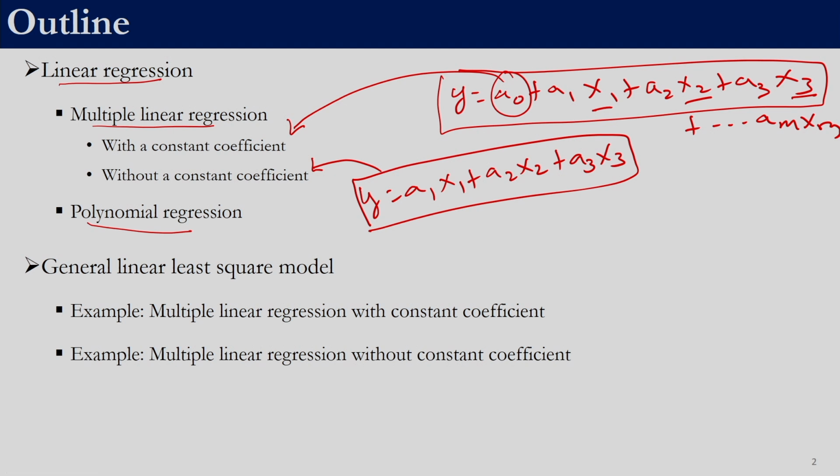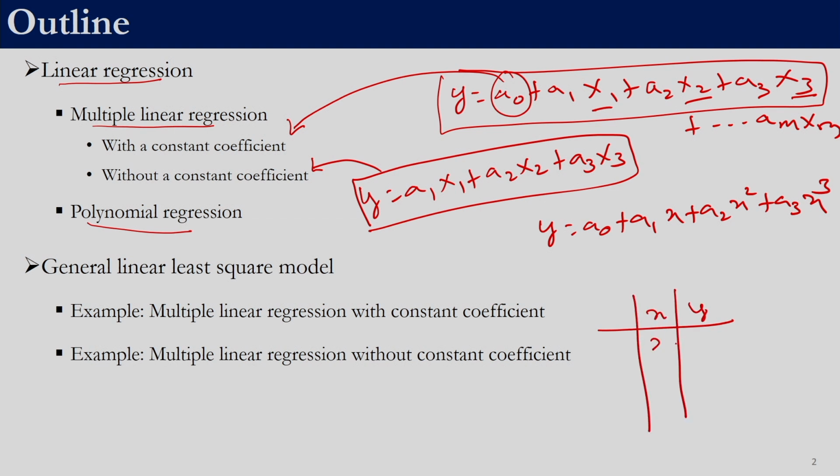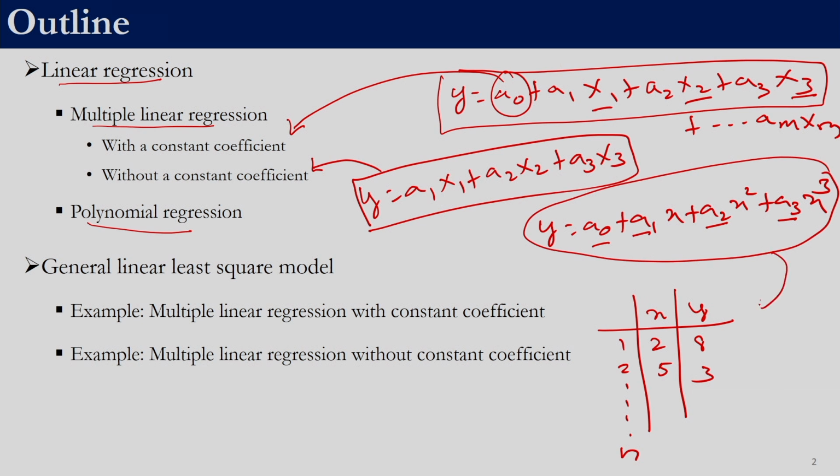Coming to polynomial regression, we are required to fit a model y is equal to a0 plus a1 x plus a2 x square plus a3 x cube. In this case the data that is given to us is the independent variable x and y, let us say 2, 8, 5, 3, and like this we have been given n points. Our task is to find out the values of a0, a1, a2, a3 such that this model best represents these data points. That is going to be polynomial regression.